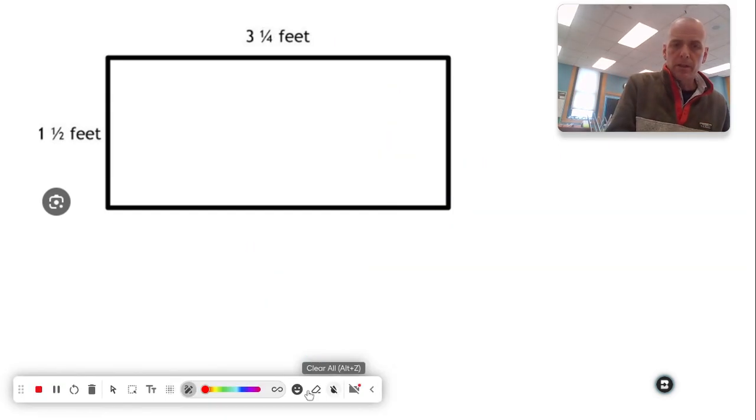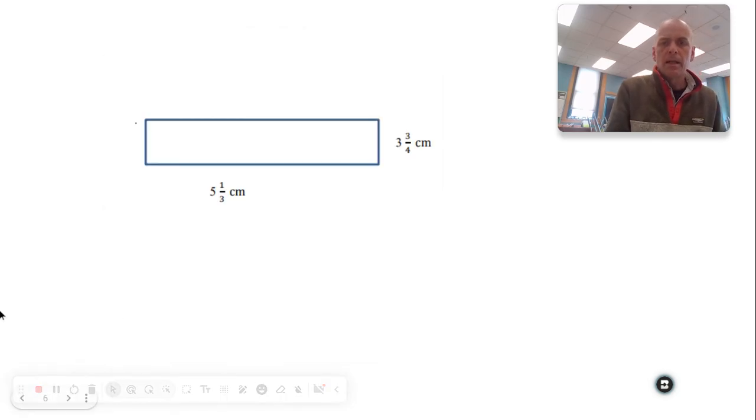Do one more for good measure. Here we have 5 1/3 times 3 3/4. That picture does not look accurate, does it? It's too small, I won't bother drawing what's really happening, we'll just solve it.